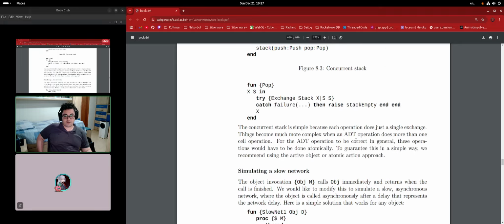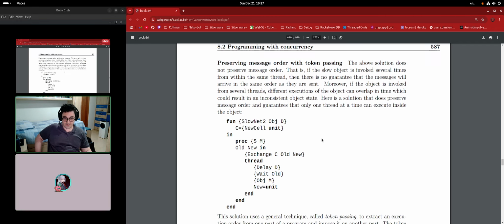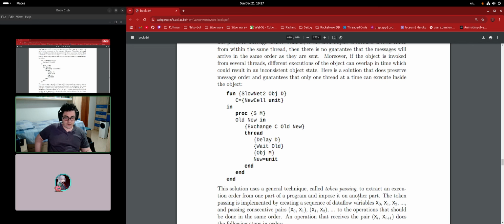Then we go to the simulation of a slow network, which is essentially doing the delay. And here I have my first question, because maybe I'm misunderstanding something. I'm not understanding this message passing mechanism, because we are creating a cell here. I understand that. And we are returning a procedure that takes a thing. That's also okay. Then we create two unbound variables, and then we do an exchange. And then I don't remember the order of the arguments anymore, but we are using all the stuff that we created ourselves.